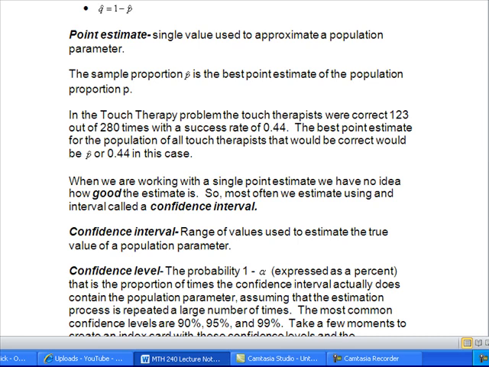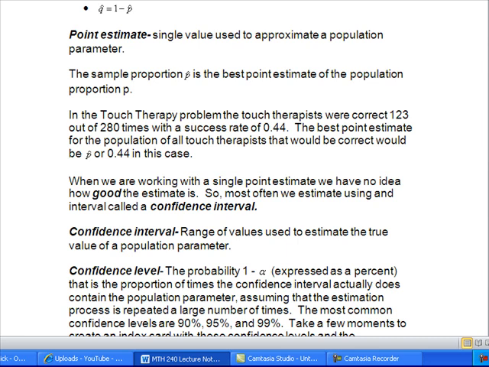So in the touch therapy problem that we find in the chapter problem, the touch therapists were correct 123 out of 280 times, with a success rate of 0.44. The best point estimate for the population of all touch therapists then would be P hat, or 0.44.